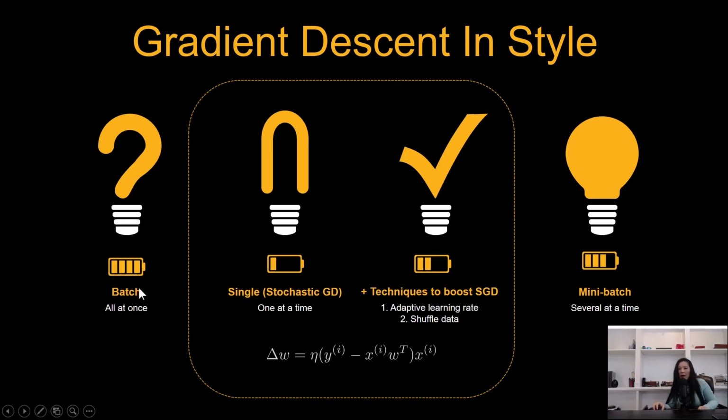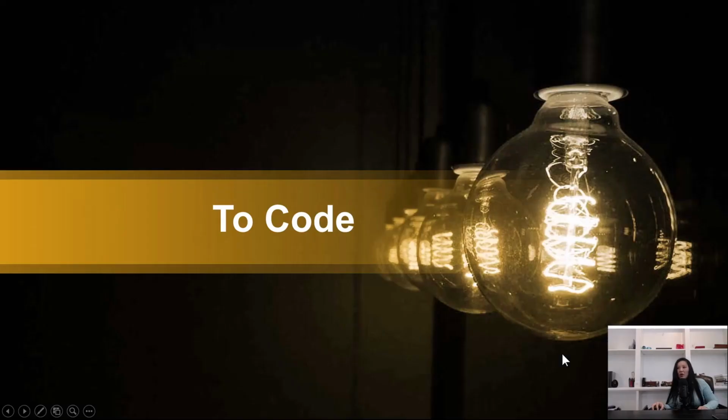A compromise between batch gradient descent and stochastic gradient descent is mini batch, where instead of looking at either one or all, we look at a few data points at the same time. So that is all for our concepts.